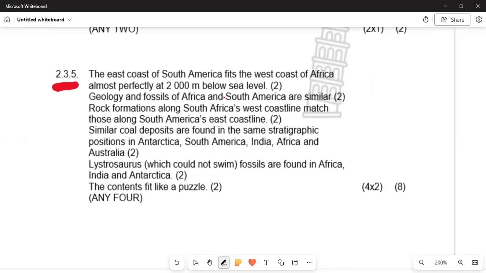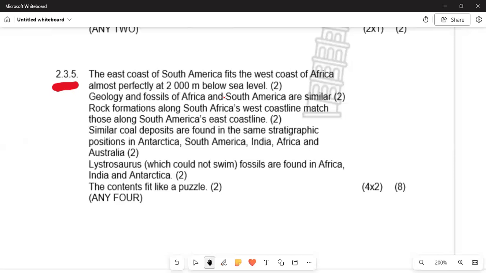And then we have the Lystrosaurus, which could not swim. So these are species that would not be able to swim in the water. They were also affected by these movements of the tectonic plates, because where the plates moved, it created an ocean. So our food chain is one of the key elements that we must understand, and if that happens, it can even lead to food insecurity in Africa.